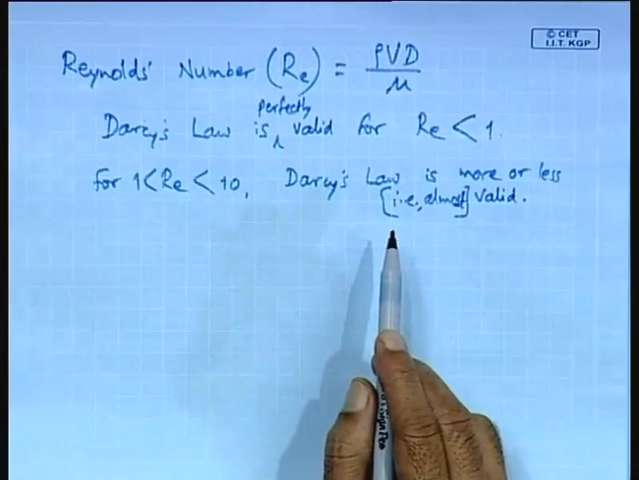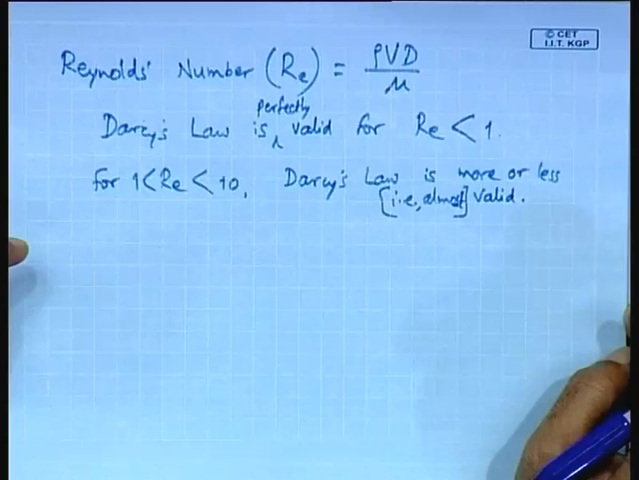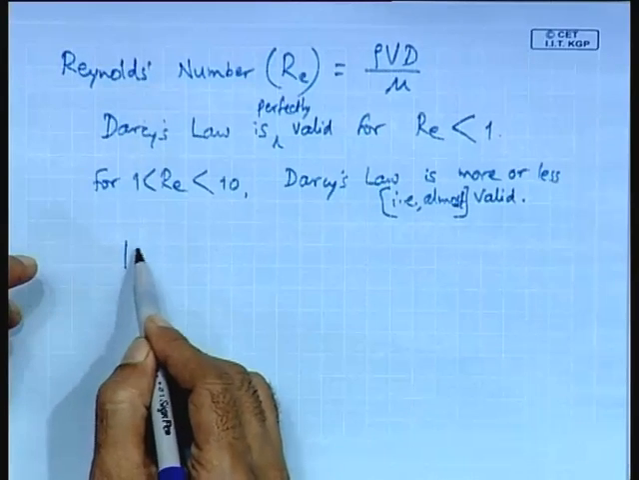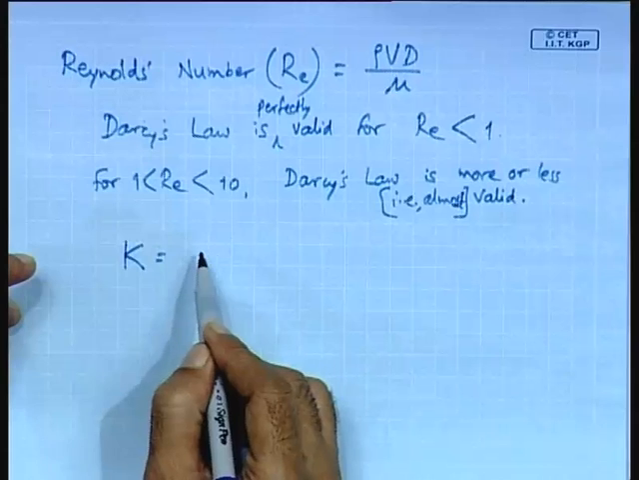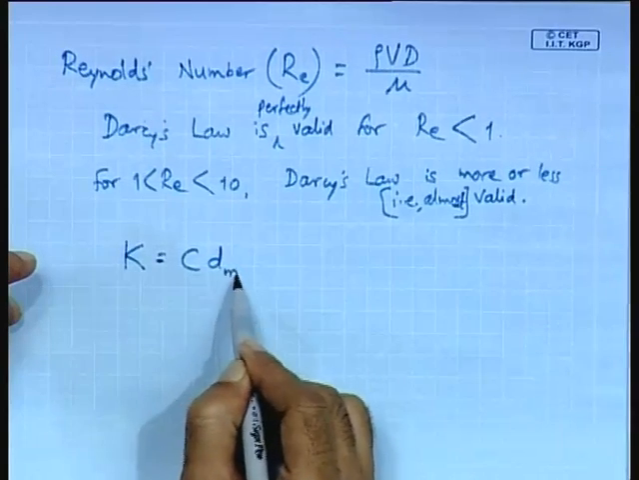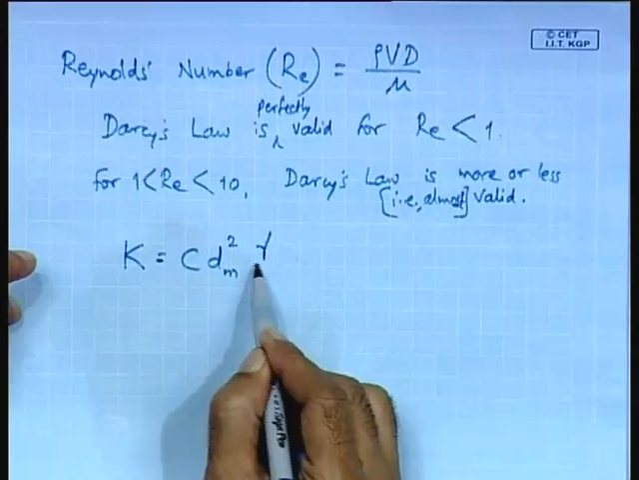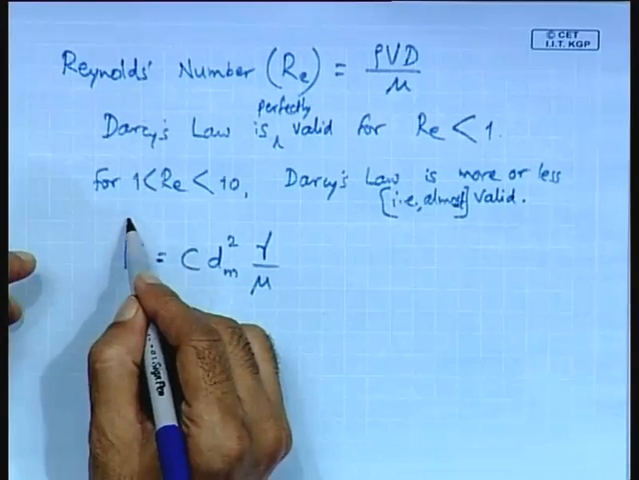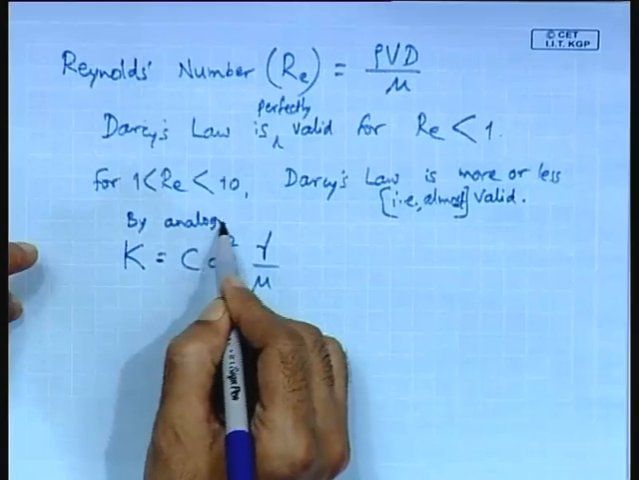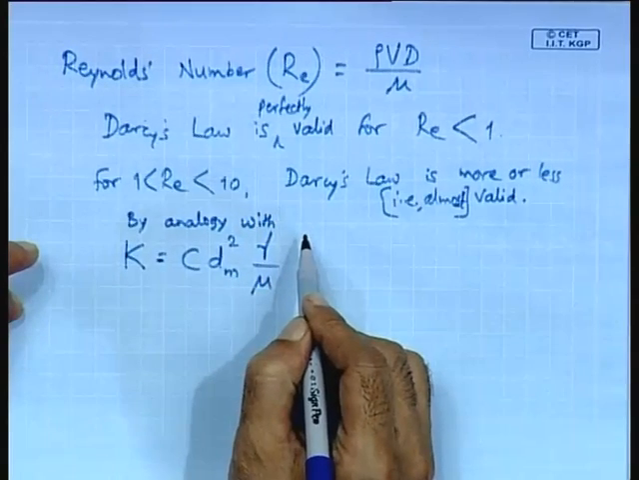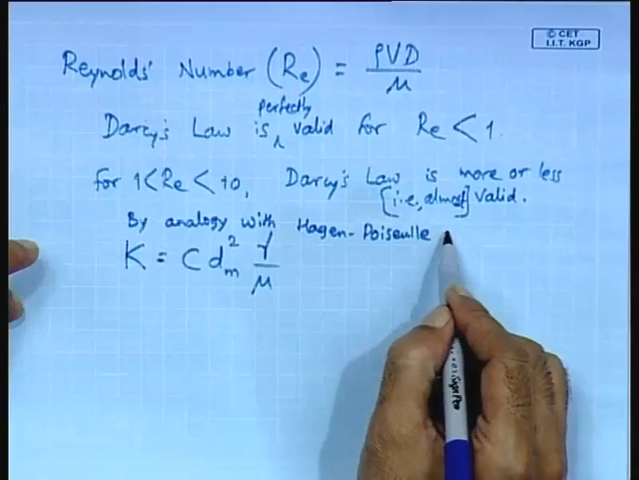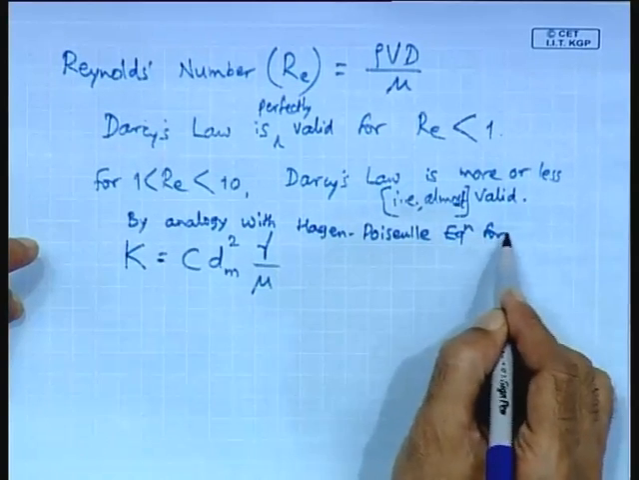And also, we know that as per the Hagen-Poiseuille equation for the hydraulic conductivity, this coefficient of permeability can be expressed by K is equal to C dm square into gamma by mu. So, this is by analogy with the Hagen-Poiseuille flow equation for laminar flow.